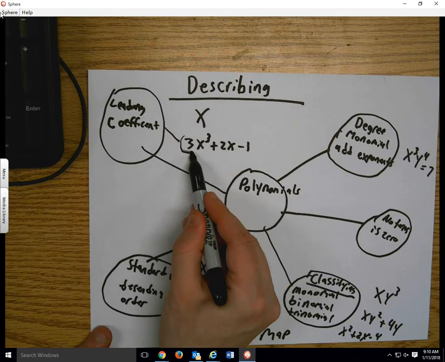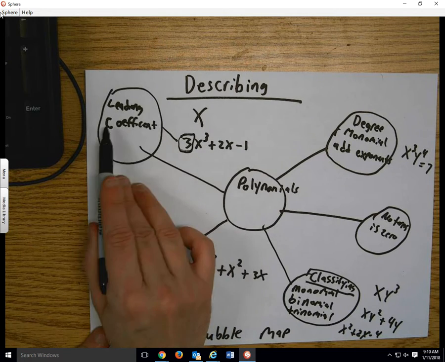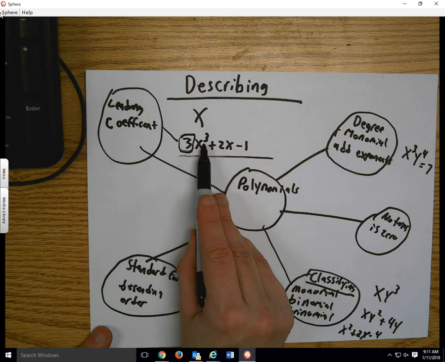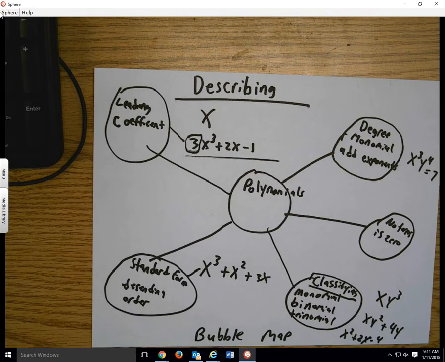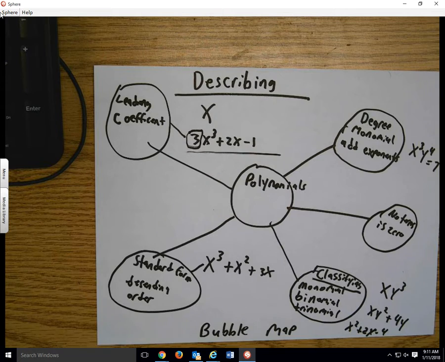3 because it's leading and it's a number. And this is in standard form because it's getting smaller each time. See, it's x to the third, and it's just an x. Okay? So this bubble map is all we did was describe polynomials based on the videos you guys watched.